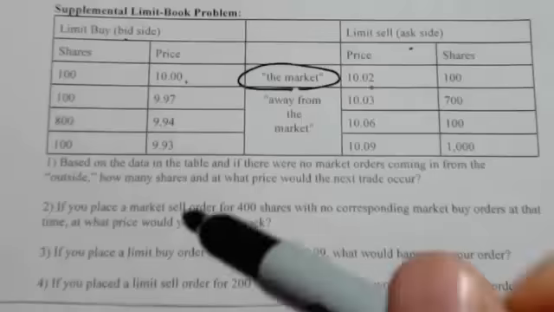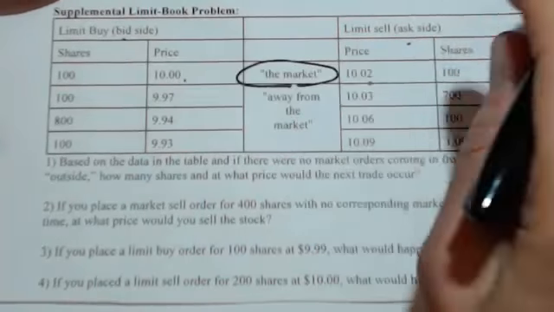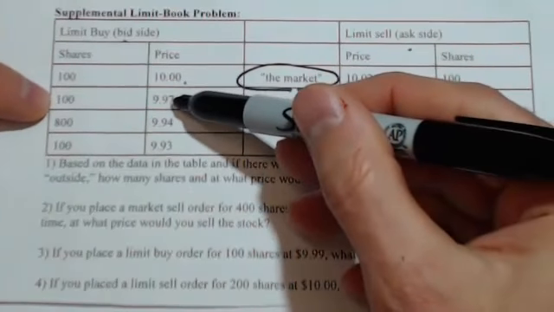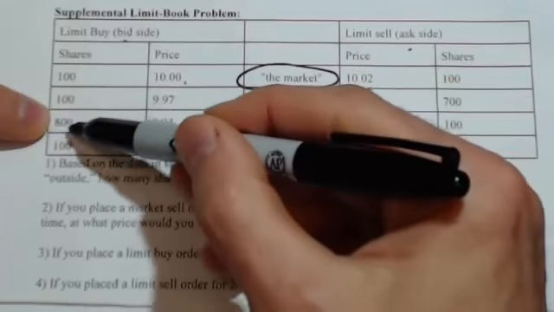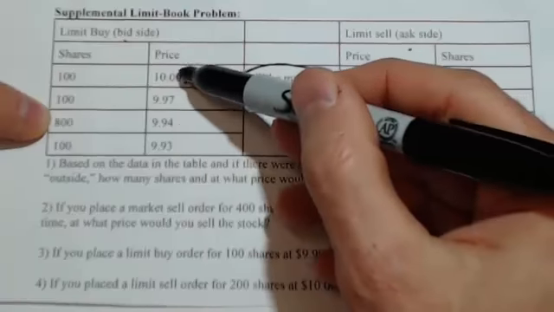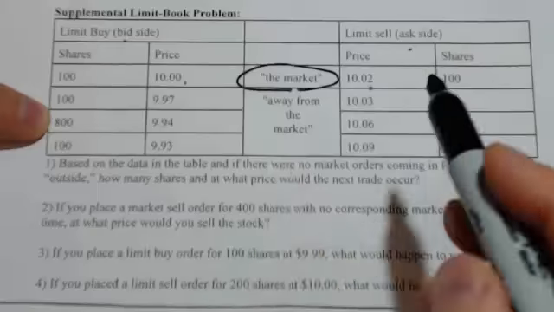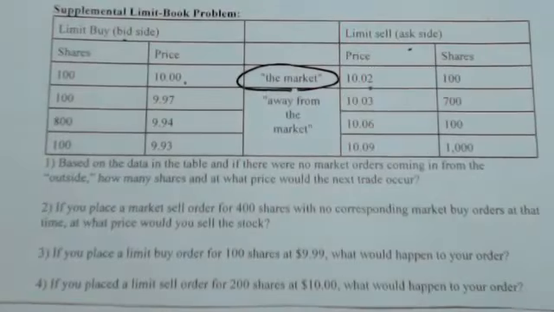But the order is going to be split up because you'll end up selling 100 shares at $10, 100 shares at $9.97, and another 200 out of this 800 will be sold for $9.94. Okay, so these people will be buying at these prices, and you'll be selling your 400 shares at 3 different prices. So the order will be split up.